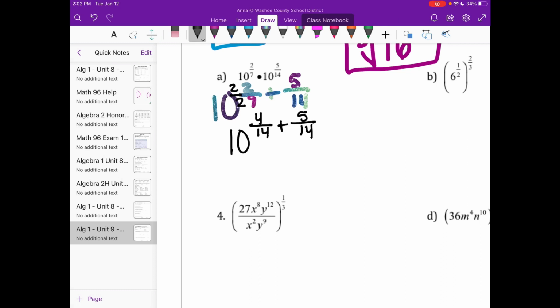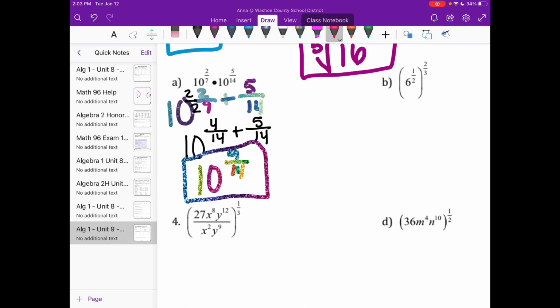Right. So I feel like you guys could take some time and finish this one on your own. Actually, you know what? No, never mind. Change my mind. Sorry. Go ahead and add those. So 4 plus 5 is 9 out of 14. So 10 to the 9 out of 14, and I need that radical form. So this is my exponential form.